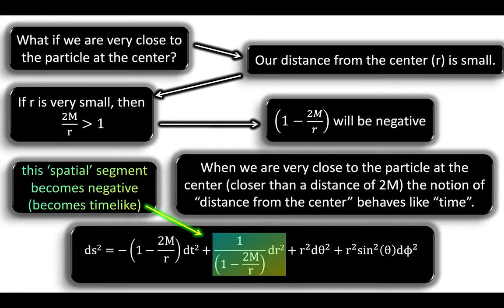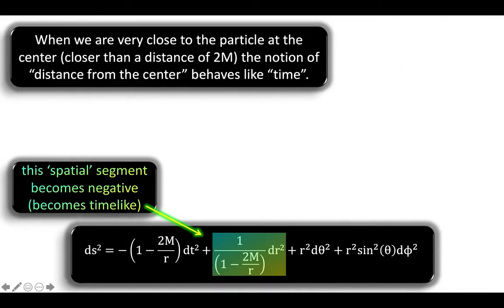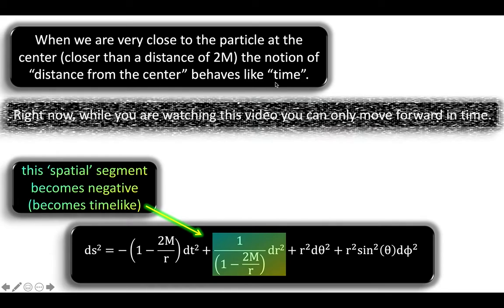I am moving towards midnight tonight. I cannot move towards 6 p.m. earlier today. 6 p.m. is in the past, midnight is in the future. I can only move towards the future. Now, this separation in space is going to behave more like a time, and this separation in time is going to behave more like a separation in space. So if I'm very close to the center, closer than a distance of 2m, the notion of distance from the center is now going to behave more like time.